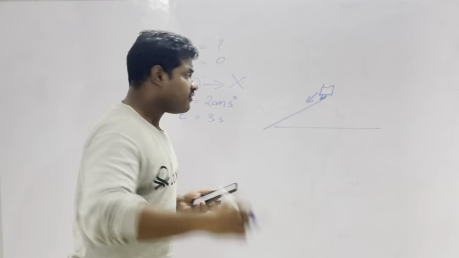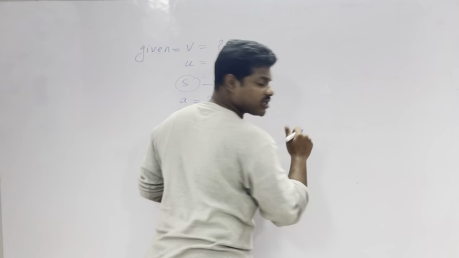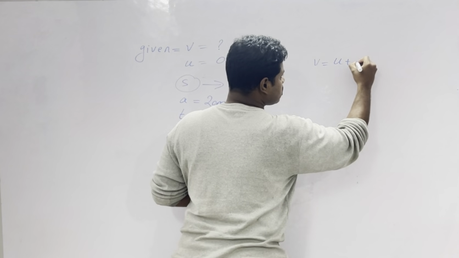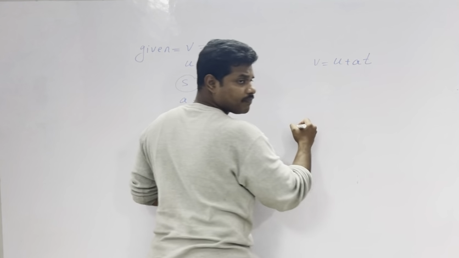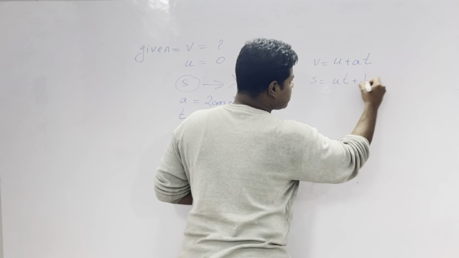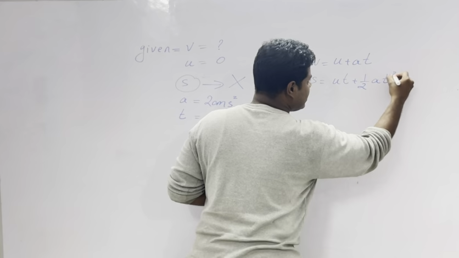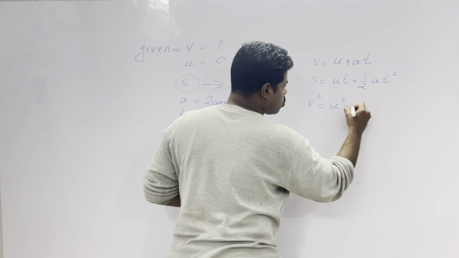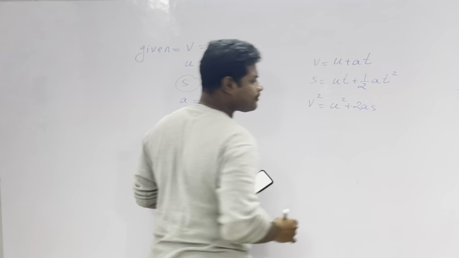But this is very important. Why? We have learned those 3 formulas. What are the 3 formulas? First one, V is equal to U plus AT. Second, S is equal to UT plus half AT square. And third, V square is equal to U square plus 2AS.